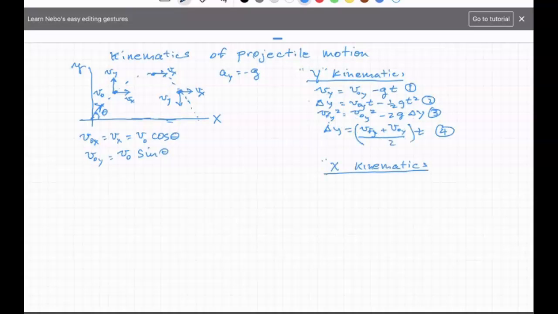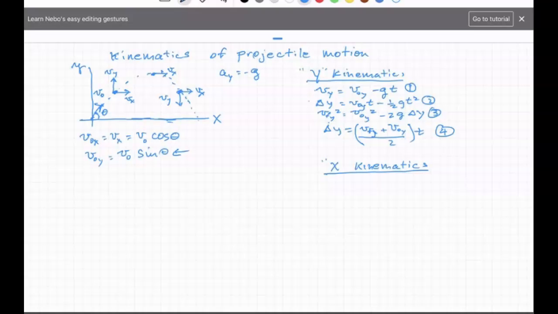Now, I should stress that whenever you use any one of these four equations, when you evaluate v sub oy, you should use this expression, v sub oy is equal to v sub o times the sine of theta. A common mistake that is made is to forget to do that and instead to use v sub o instead of v sub oy.